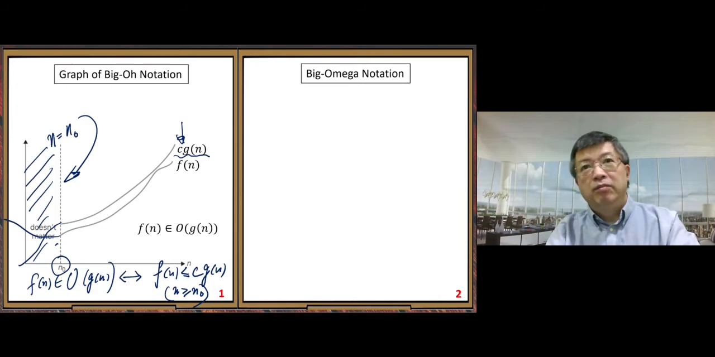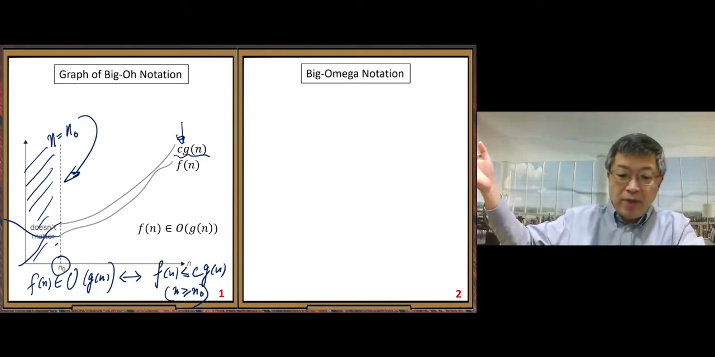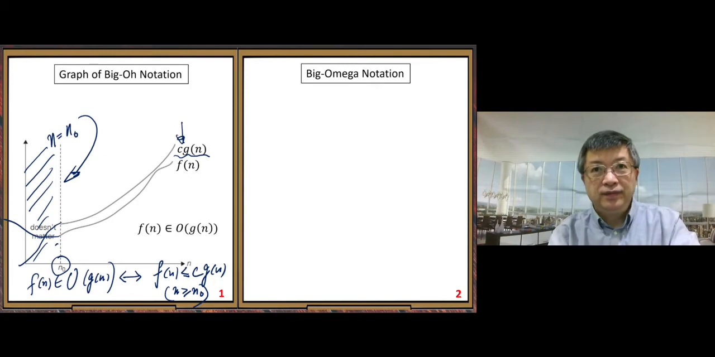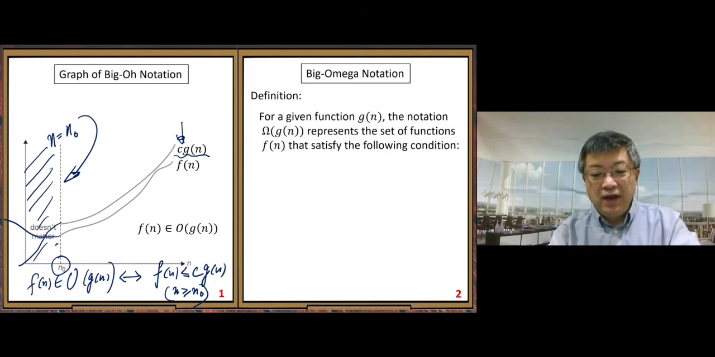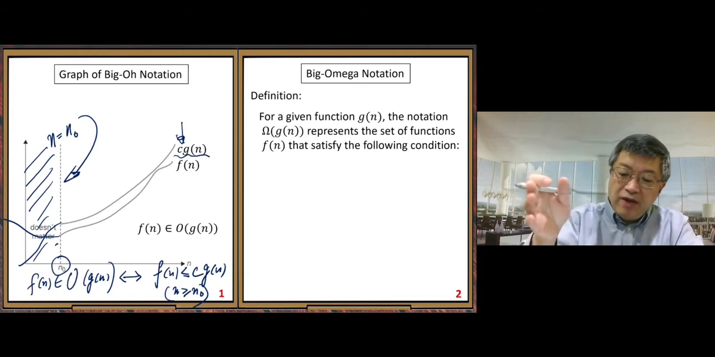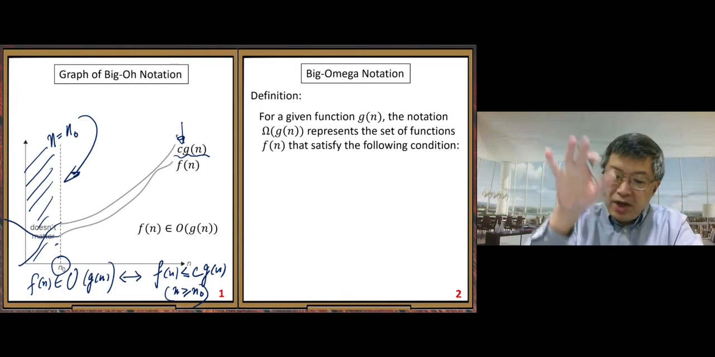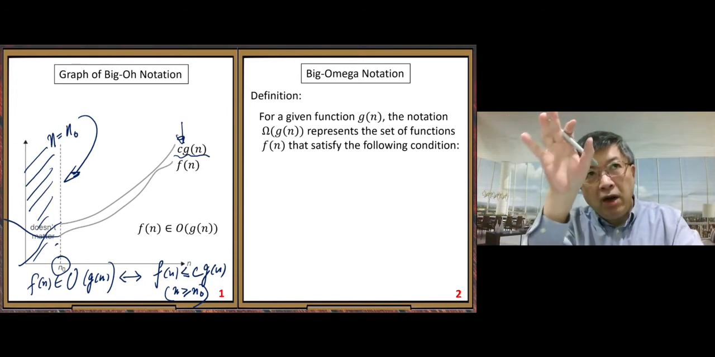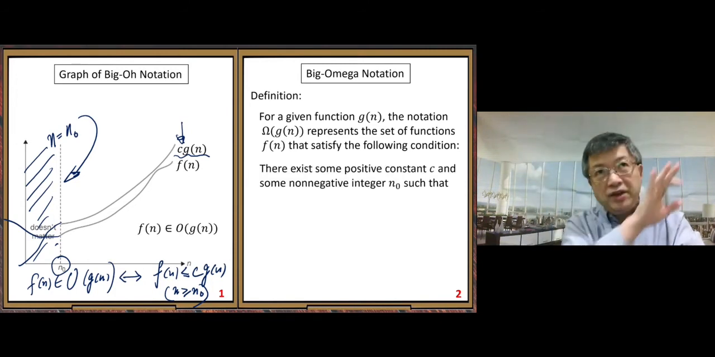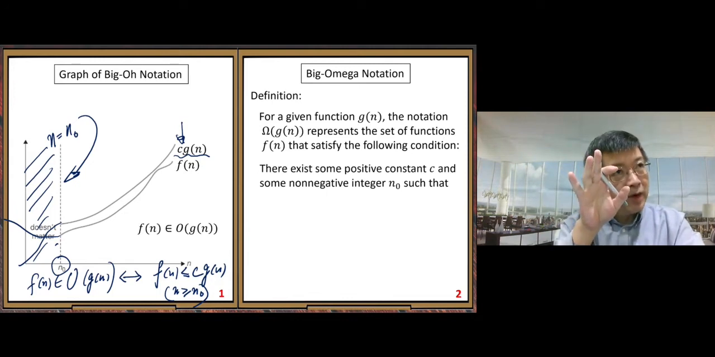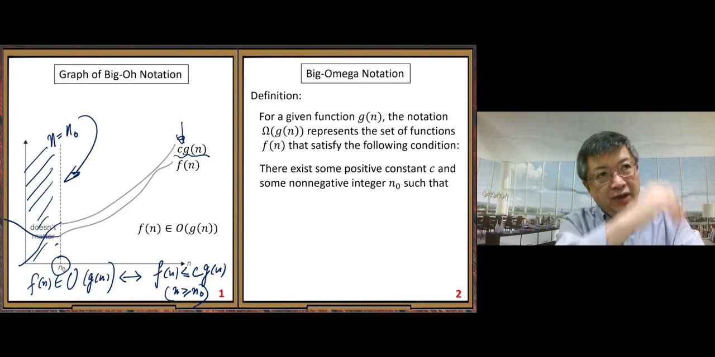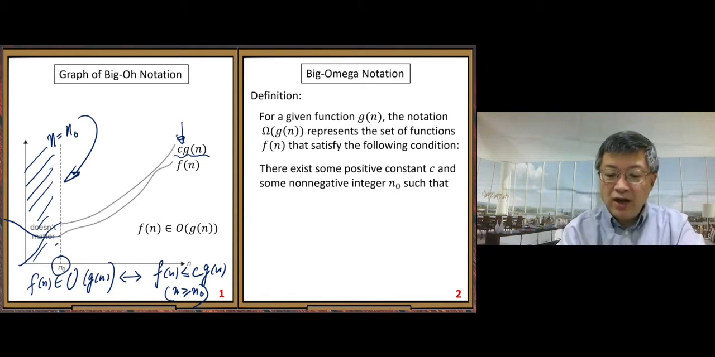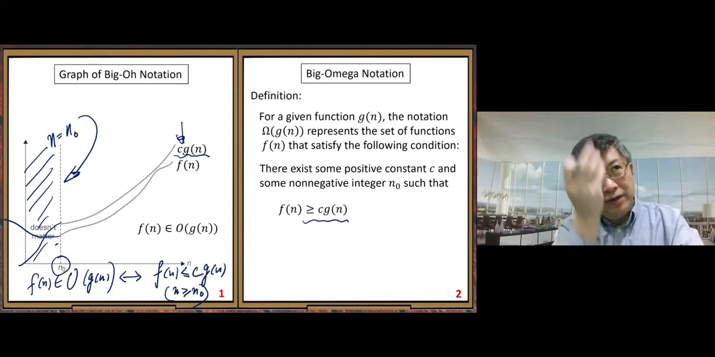But big omega, what's the meaning of the big omega? The meaning is this. For a given function g of n, the notation big omega of g of n represents the set of functions f of n that satisfy the following lower bound condition. Everything is the same compared with big O notation. The only difference is this time we use the lower bound. Change from upper bound to lower bound.